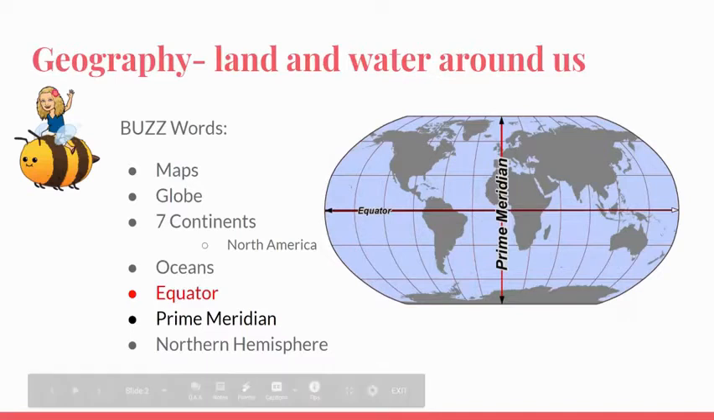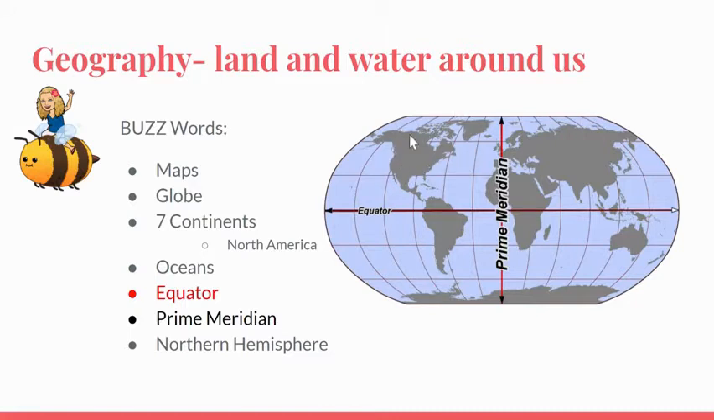So the first theme or main topic for social studies is the idea of geography. And geography has to do with the land and water around us and how we interact with that land and water. So the buzzwords for this topic, there are quite a few. Maps, globe. There are 7 continents. Continents are the big, large pieces of land.